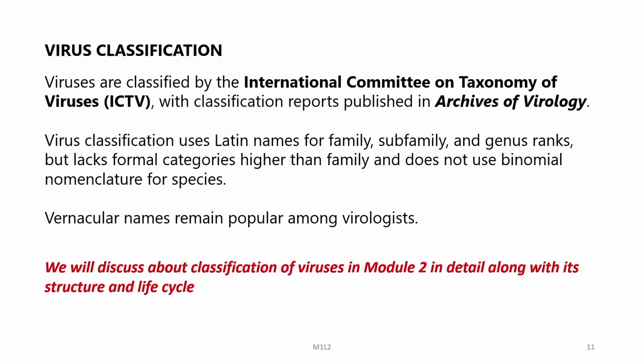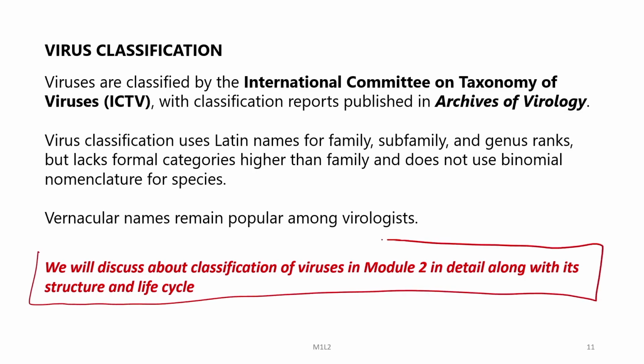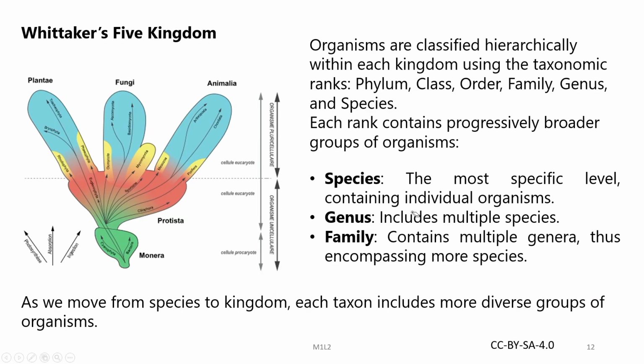So, viruses are classified by the International Committee on Taxonomy of Viruses, or ICTV, with classification reports published in Archives of Virology regularly. Virus classification uses Latin names for family, subfamily and genus ranks, but lacks formal categories higher than family and does not use binomial nomenclature for species. Here vernacular names remain popular among the virologists. These being an altogether different subject, we will discuss the classification of virus in module 2 in detail along with its structure and life cycle.